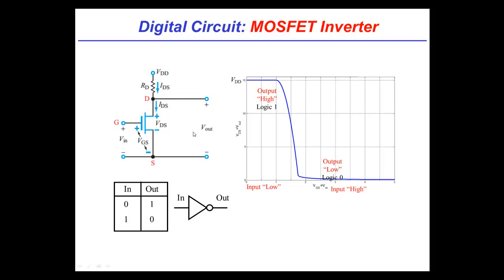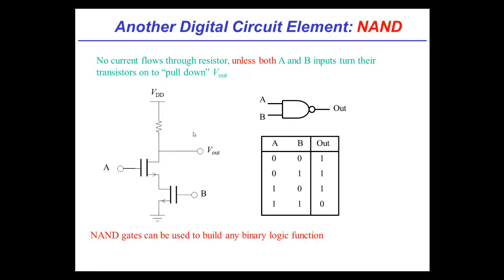But we'll skip that for now. Really, we just want to introduce you to some basics. Okay. So having built the inverter, we can build more complicated gates. And one of the gates we can build is a NAND gate, which is an inverted AND gate.